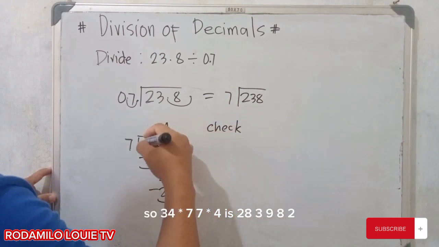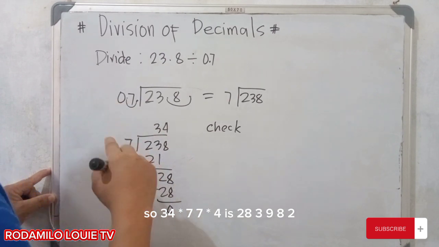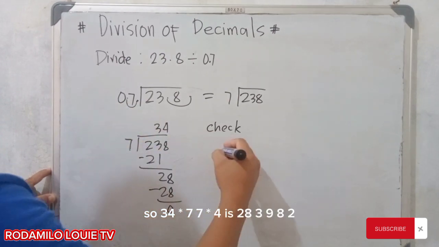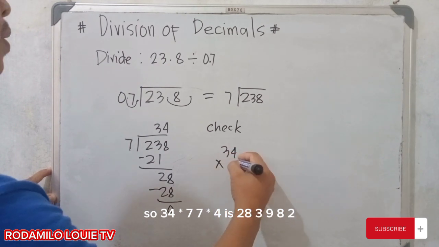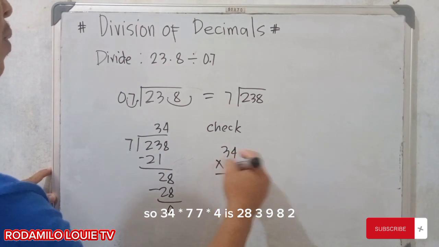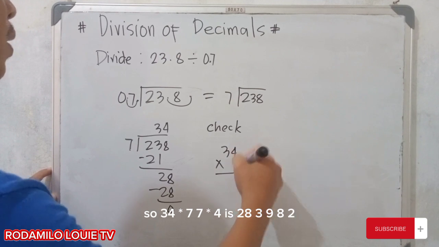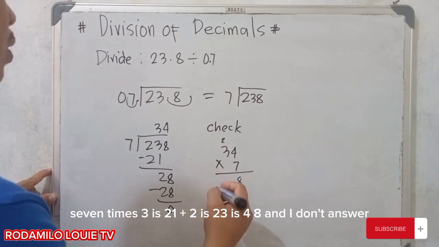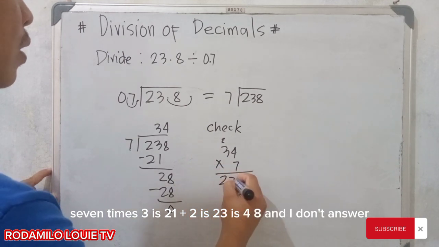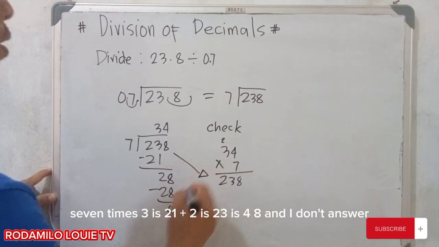So i-multiply na to ang quotient sa iyang divisor. 34 times 7. 7 times 4 is 28. Bring down 8. 7 times 3 is 21 plus 2 is 23. So correct ang atong answer.